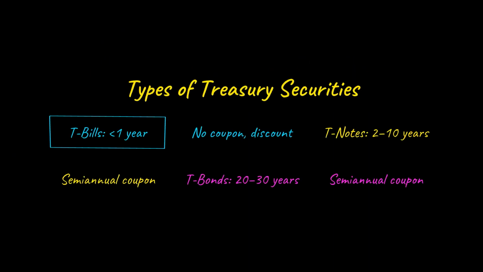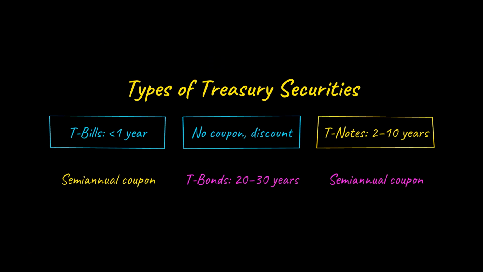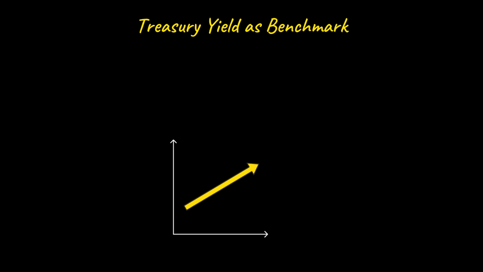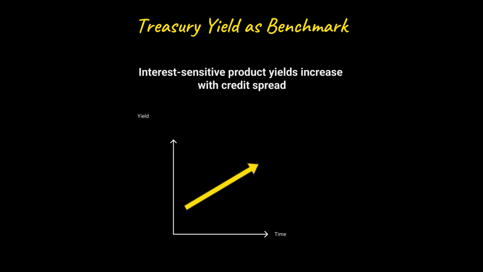The Treasury issues three main types of securities. Bills mature in under a year and earn a return through a purchase discount rather than a coupon. Notes mature between 2 and 10 years, and bonds proper mature between 20 and 30 years, both paying semi-annual coupons. Because treasuries carry minimal credit risk, their yields serve as the benchmark for all other fixed income pricing.